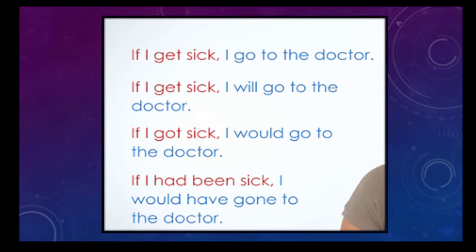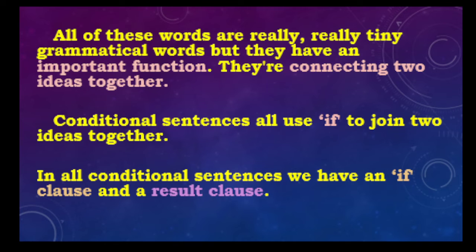If you notice, each of these sentences starts with one particular word, and that is the word if. That word if is very important when it comes to conditionals. All of these words are really tiny grammatical words, but they have an important function: they're connecting two ideas together. Because there are two ideas in each sentence, the sentence is composed of two parts.